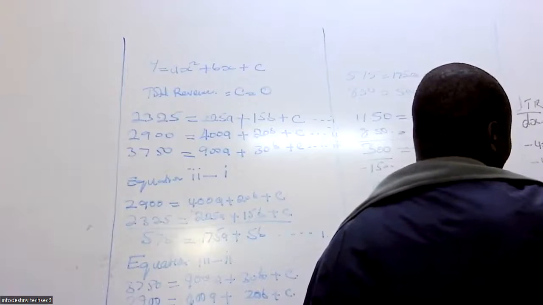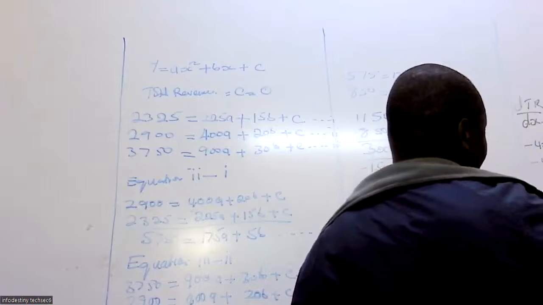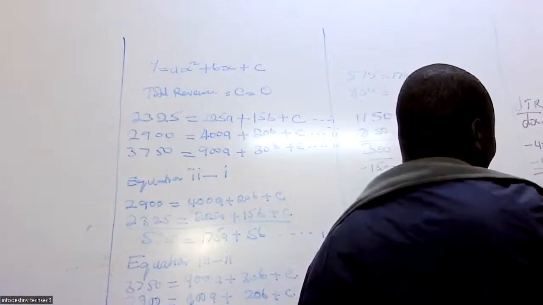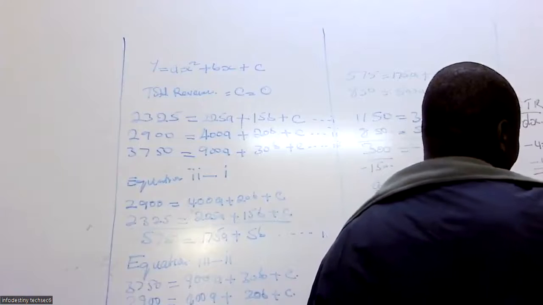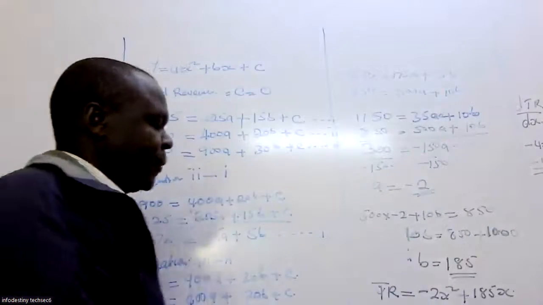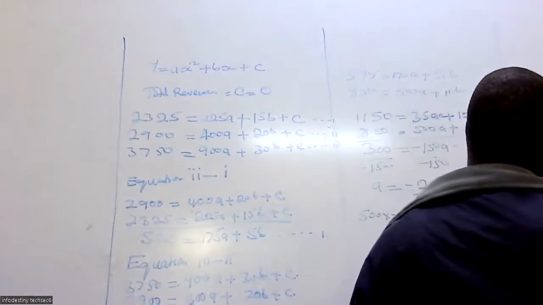Minus 4x will be equals to minus 185. Put together. We divide this one by minus 4, minus 4. X equals to 46.25.